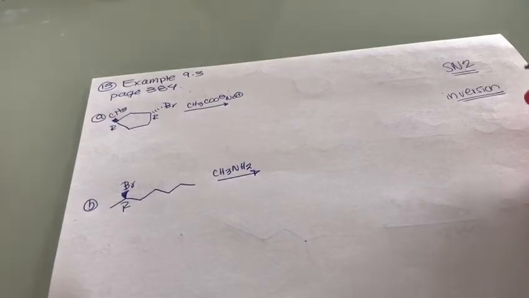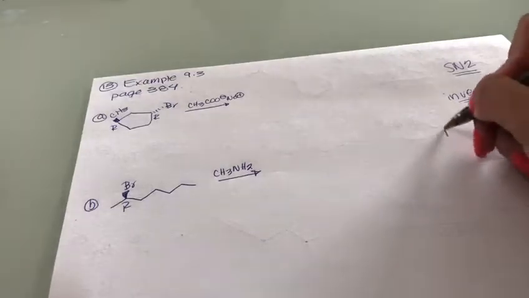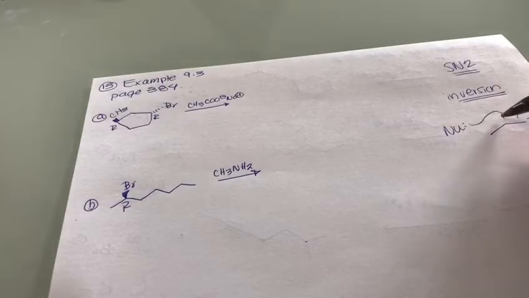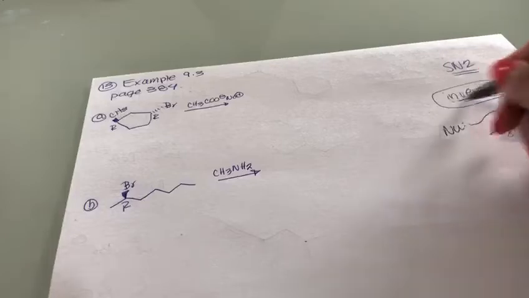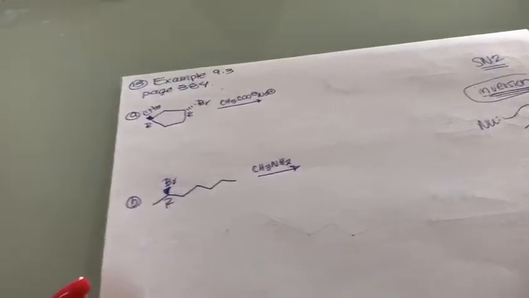Why? Because if you take a look at the mechanism for SN2, as the leaving group goes away, the nucleophile is attacking the substitution center, this carbon, with a partial positive charge from the opposite side. So that's why you have the inversion of configuration due to that backside attack. So let's take a look at A.